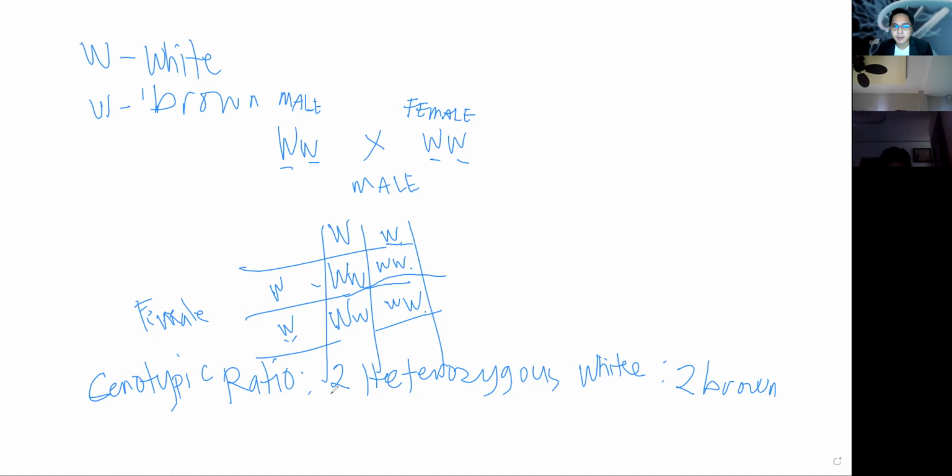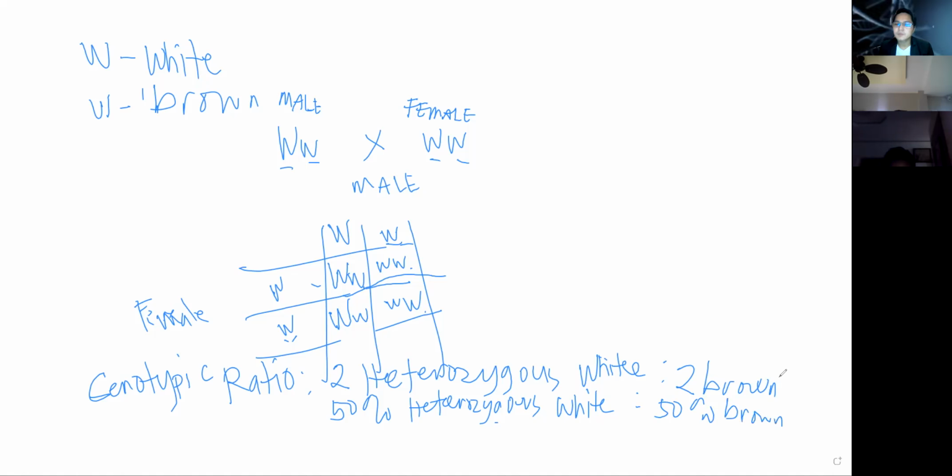So for example, this one, 50% heterozygous white is to 50% brown. Okay, 50% heterozygous white is to 50% brown. So all in all, if you're going to have a total of it, it is 100%.